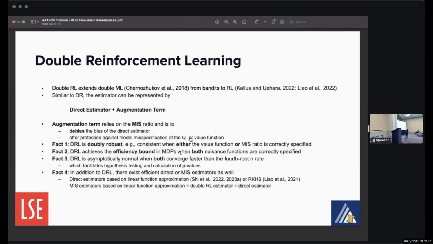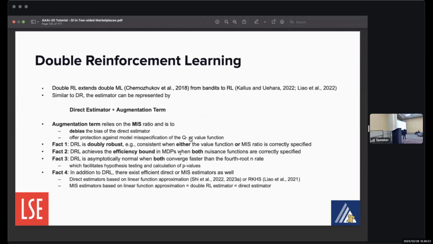And the third estimator corresponds to the double robust estimator. Here I want to mention a particular type of double robust estimator, the double reinforcement learning estimator. As I mentioned earlier, double RL extends the double machine learning estimator developed in the contextual bandit setting to the reinforcement learning setting. If you look at this equation, its formula is very similar to the double robust estimator in the contextual bandit setting.